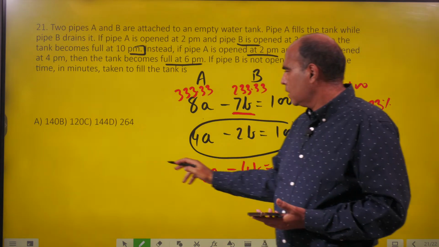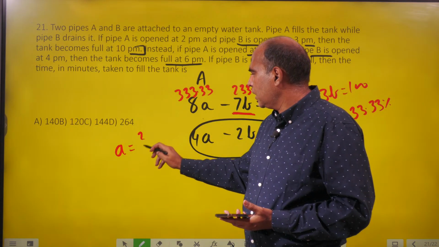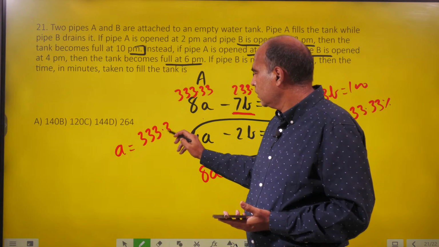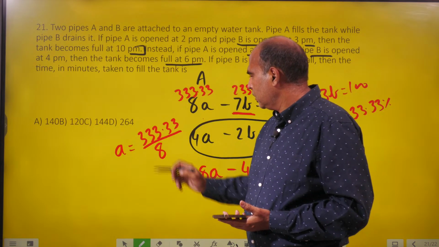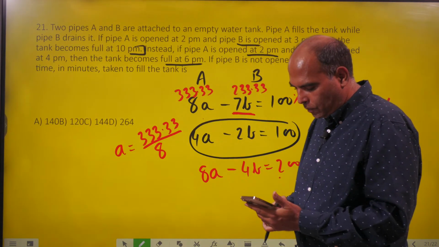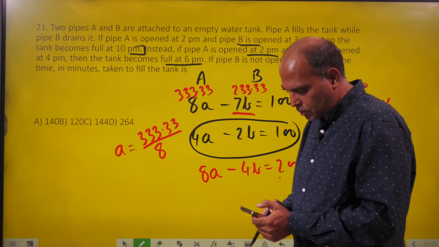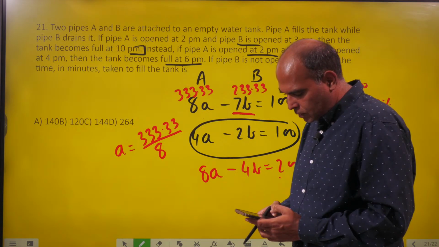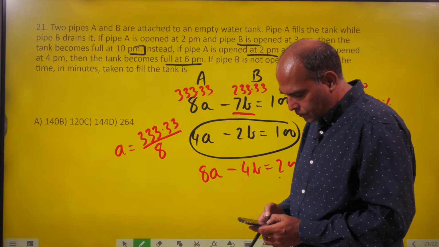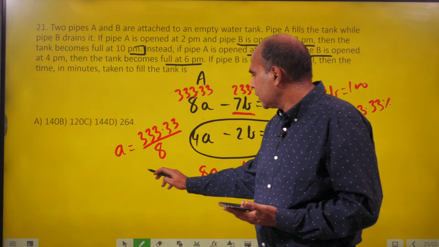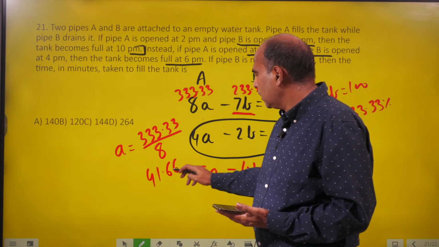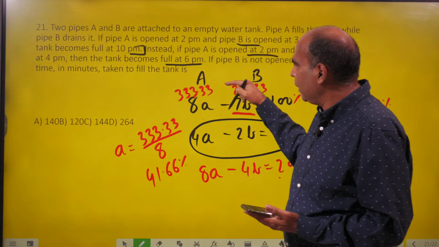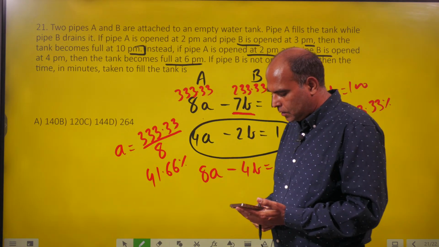So the value of A is 333.33 divided by 8, which is what, 41.66. Use the calculator in the CAD for this. Yeah, it's 41.66. That means the rate of filling of pipe A is 41.66.